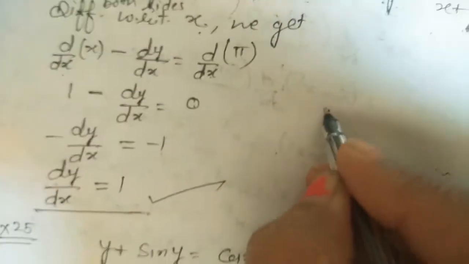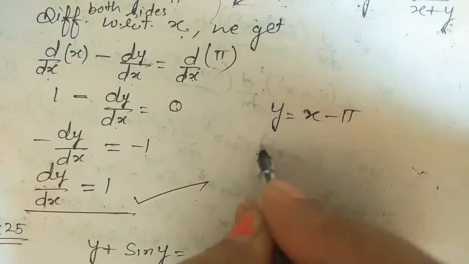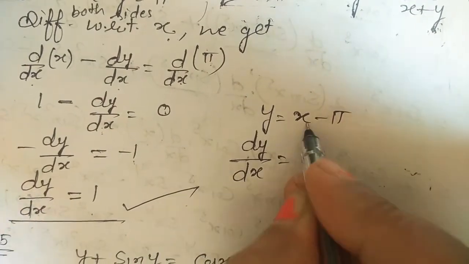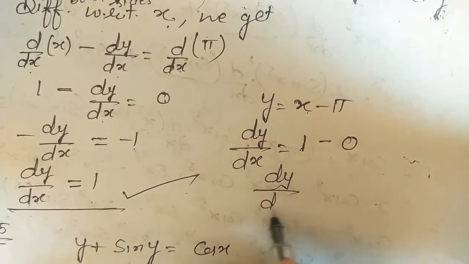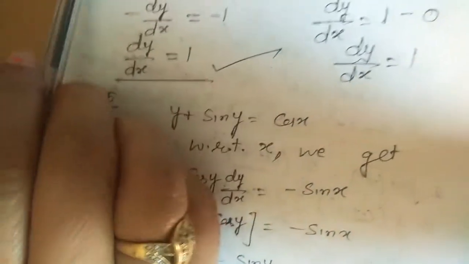Or you can do this sum this way. y is equal to x minus pi. What is the derivative of y? dy by dx is equal to the derivative of x, which is 1, and the derivative of pi, which is 0. So this is the answer. Now come to the second example. This was the 24th example and this one is the 25th.